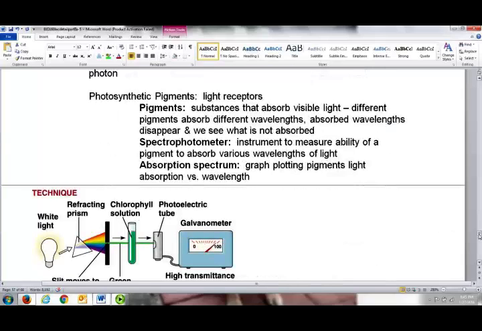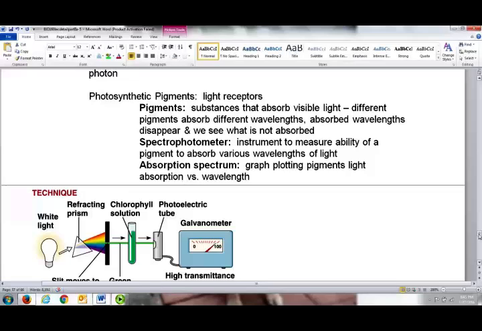So the photosynthetic pigments are your light receptors. Pigments are just substances that absorb visible light. So different pigments are going to absorb different wavelengths, and the absorbed wavelengths are going to disappear. What we actually see is the part that is not absorbed. So when you see something green, what you're seeing is the green wavelengths being reflected back.